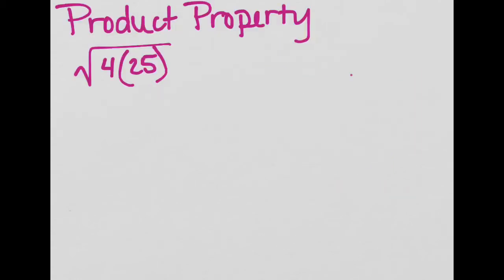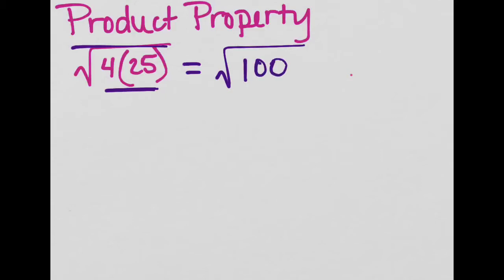Okay, the next step is working on a property. Our first property is the product property. That just means that we are working on the product. We are multiplying. So if we have the square root of 4 times 25, I would multiply this out. I'd find that product, and it's the square root of 100. Now that is a perfect square, which is 10.